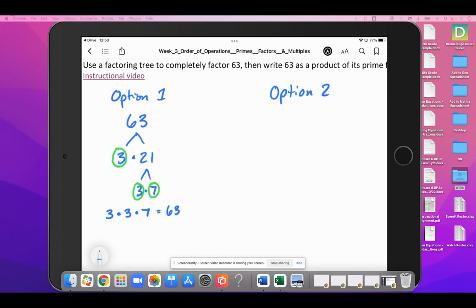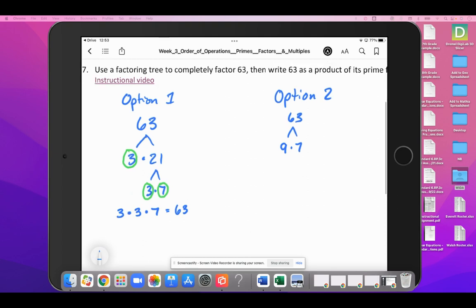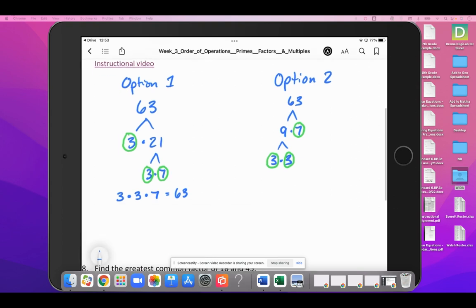Option 2 for 63, we are going to have 9 times 7, and we're going to see that 7 is prime. So we're going to leave the 7 there. And we know that 9 can be written as a product of 3 times 3. And 3 is prime, so both of these are going to be a stopping point for us with this. And my 3 factors, again, are 3 times 3 times 7 equals 63.